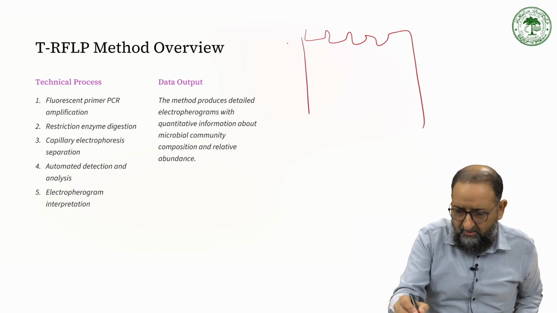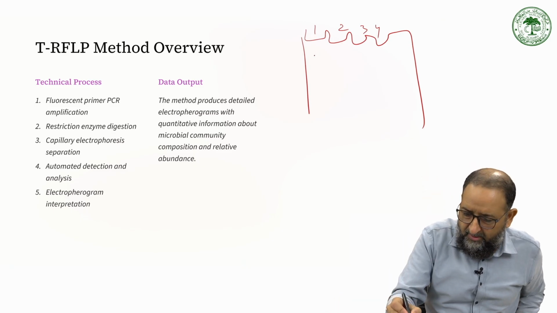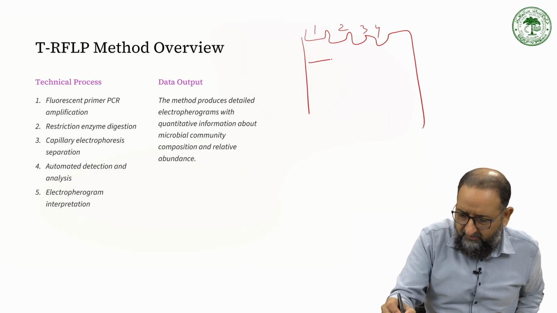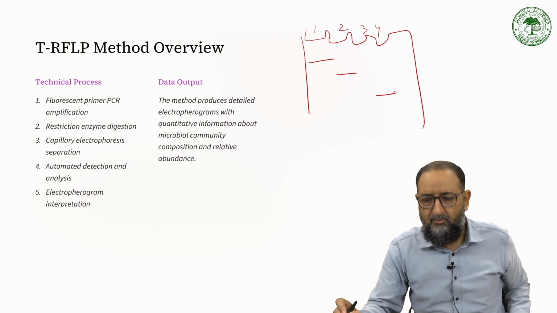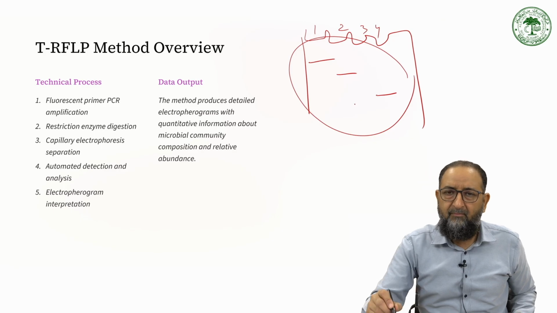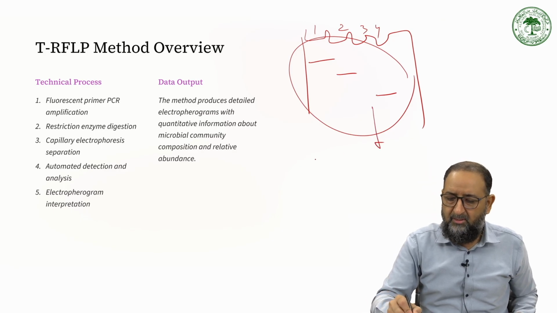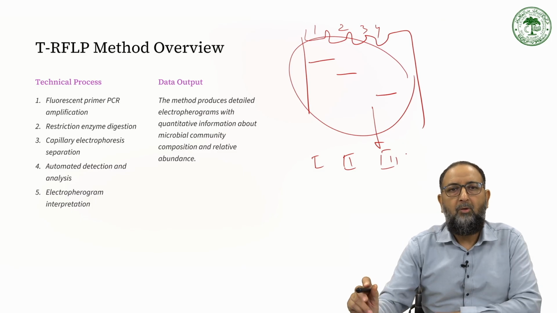Now, I give you an example like this. Suppose you run 3, 4 fragments. Now these fragments are of different sizes, so they will come at different positions. For example, like this. So this is called the electrophoregram. This electrophoregram will give you a clear-cut picture of what these 3 bands are and what they belong to.